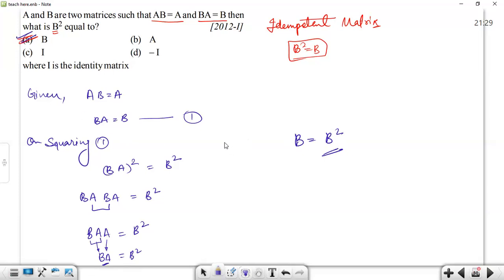So there are two methods for solving this question. If you are aware that these are idempotent matrices, directly mark the answer. Otherwise also, if you are smart enough, you'll solve it in 20-30 seconds. Any doubts, anyone?